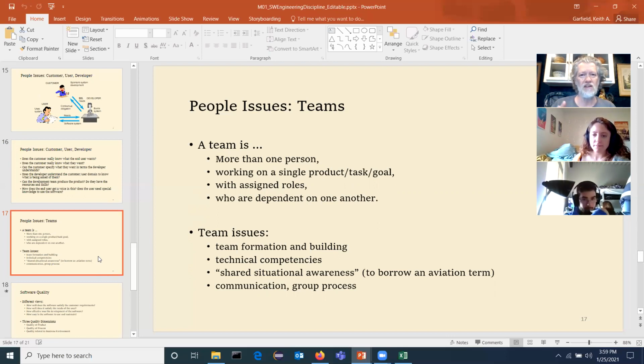So a bunch of people studying in the library on their own, for their own tests, they're not a team, because they're not sharing the goal. They're all working on their own individual homework or their own individual test.